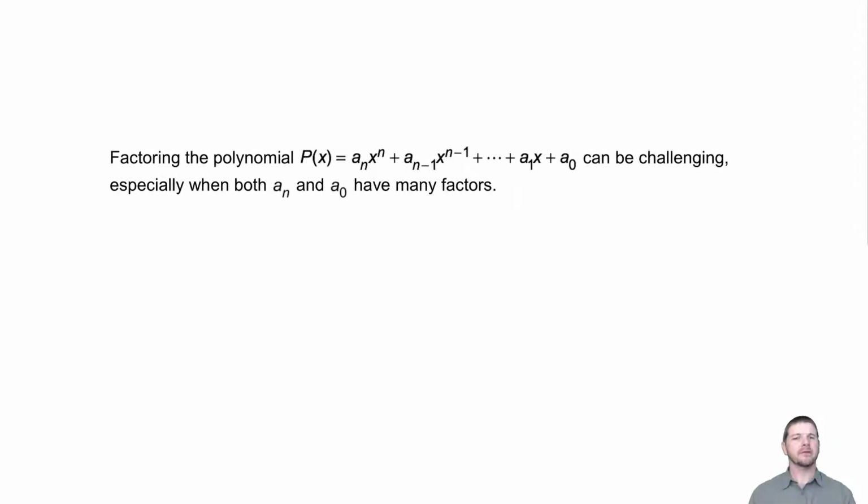Factoring the polynomial p of x equals a sub n x to the nth power plus a sub n minus 1 x to the n minus 1 plus, and that pattern continues, plus a sub 1 x plus a sub 0 can be challenging, especially when both a sub n and a sub 0 have many factors.